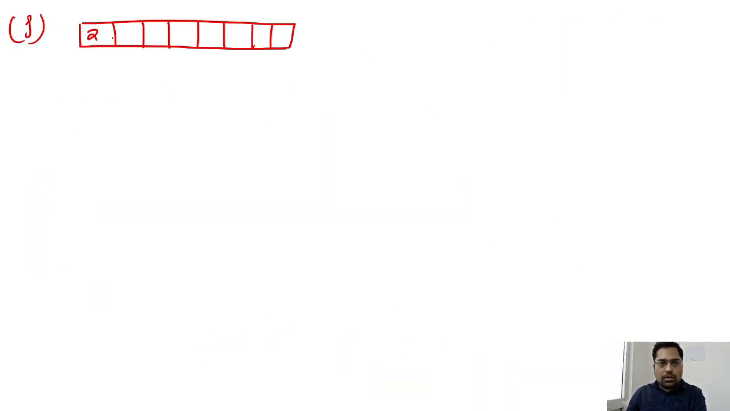So 2 1 3 4 7 5 6 8. The left hand side I must write as green. This is our left hand side and this is our right hand side. The right hand side I must color in this way. This is our right hand side.